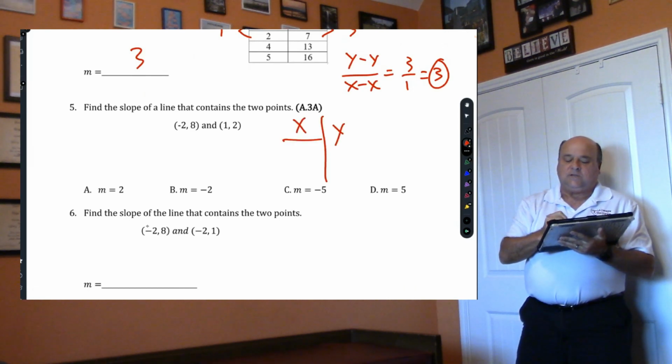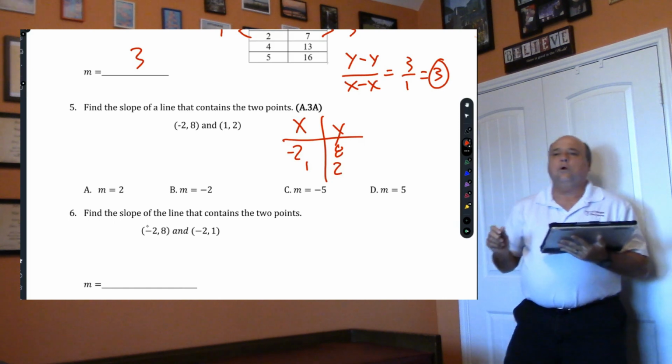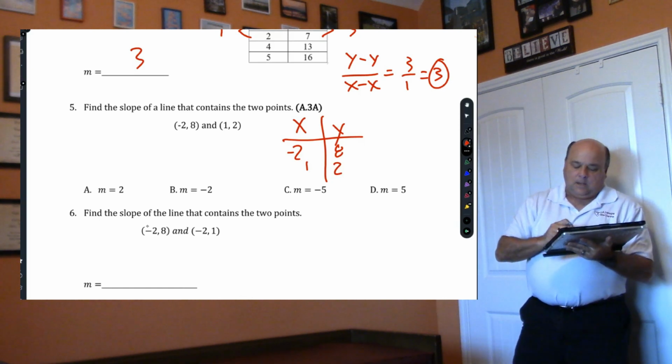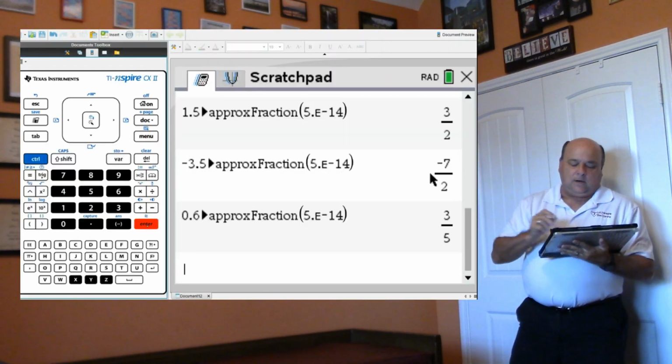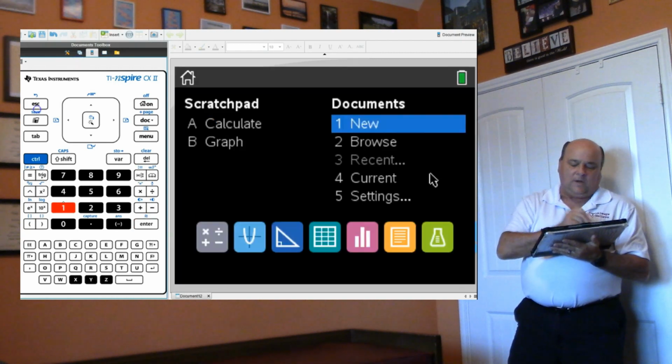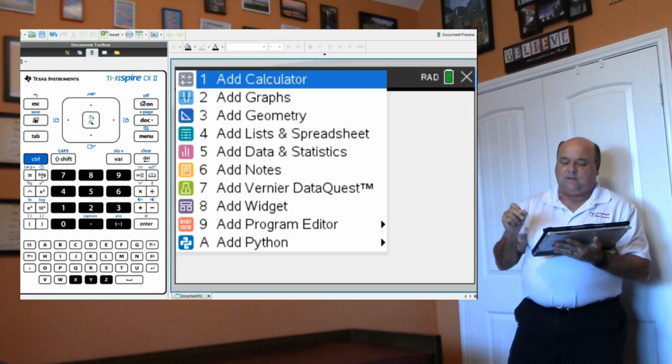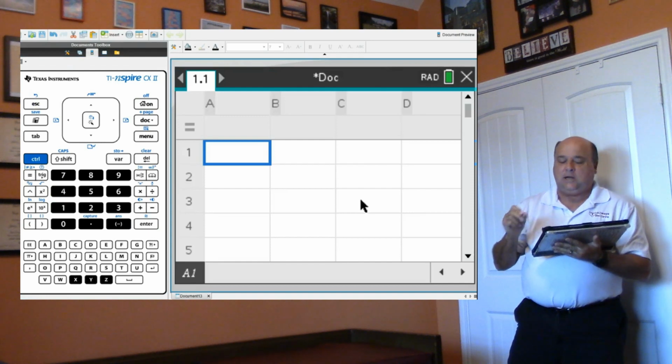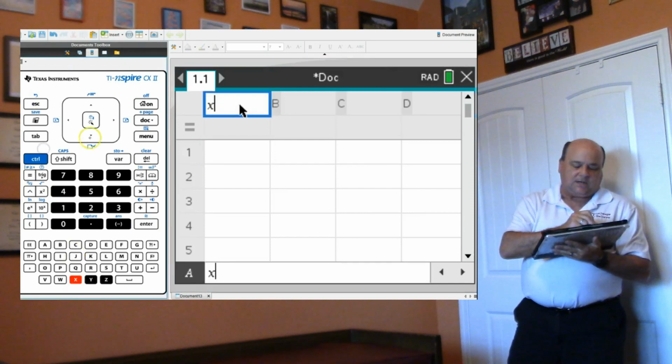We're actually going to use the calculator here because we got negatives. So we got negative 2 and 8 and 1 and 2. So I'm going to put these ordered pairs into the calculator. I'm going to go to the calculator, hit home, hit 1 for new. I do not want to save anything. I'm going to create a spreadsheet, and then I need to put the x and y on the top.